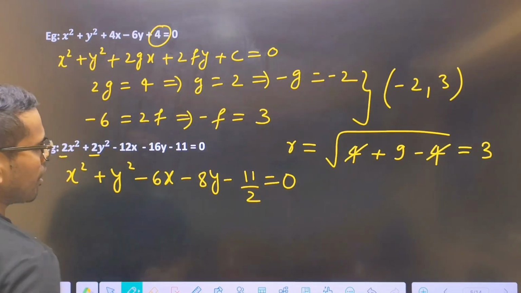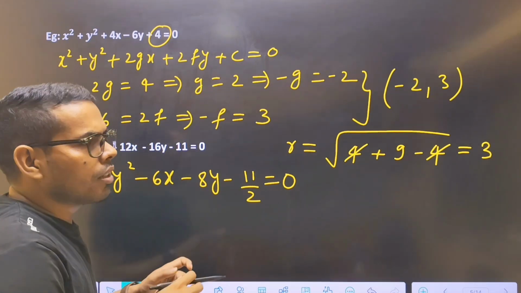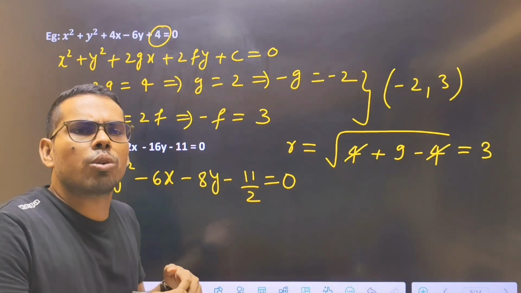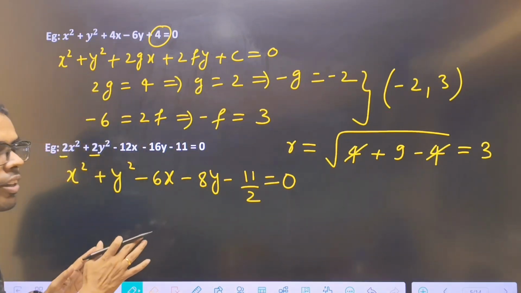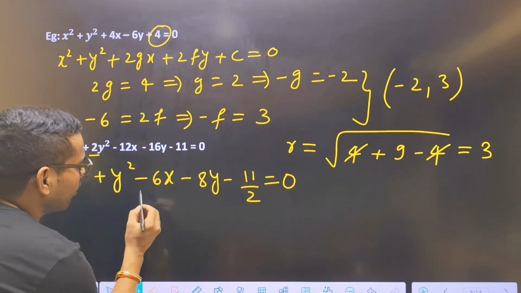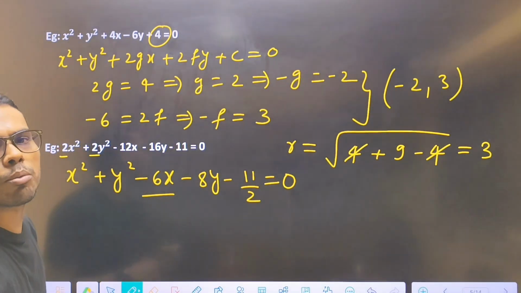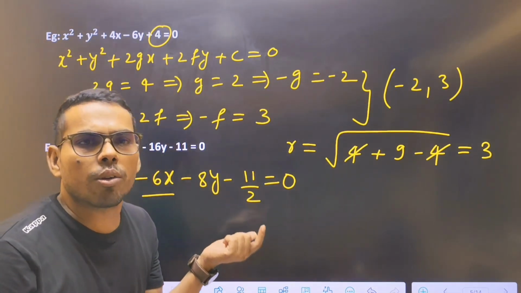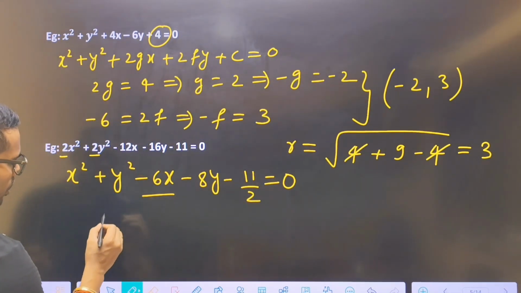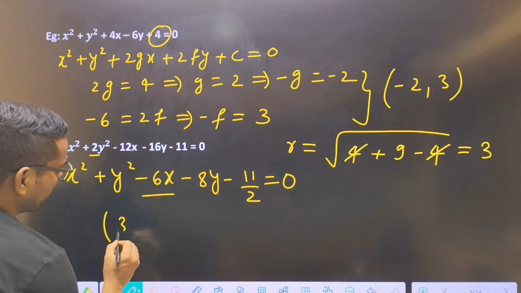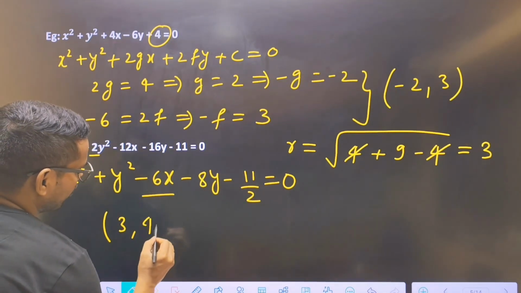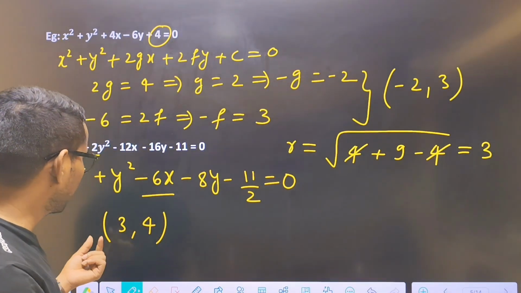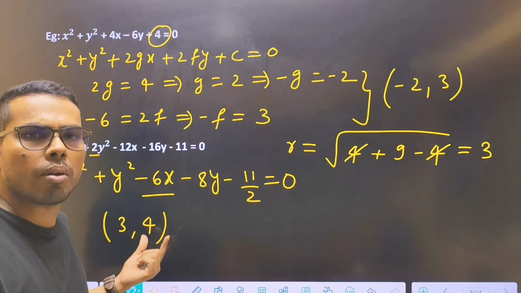Now compare, or simply after solving 2 or 3 questions, you can make your own trick that we can get its center by dividing x coefficient by -2, y coefficient by -2. Directly you can get its center. How much? Divide by -2. How much you can get? 3. Here 4. So center is 3 comma 4.